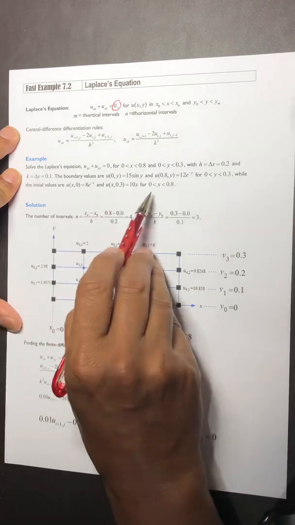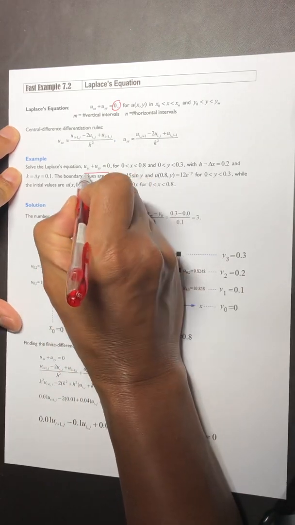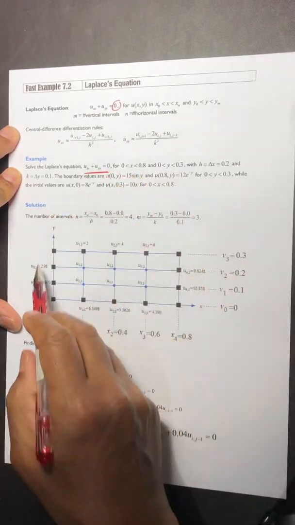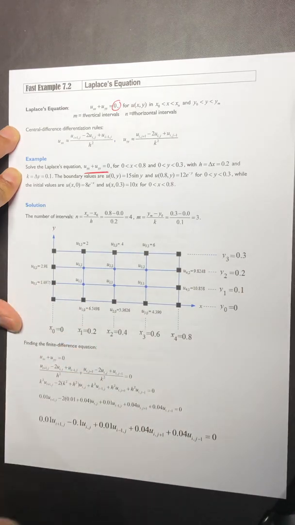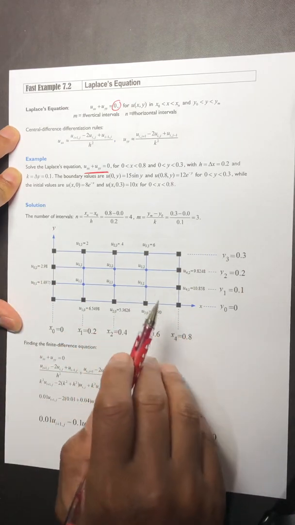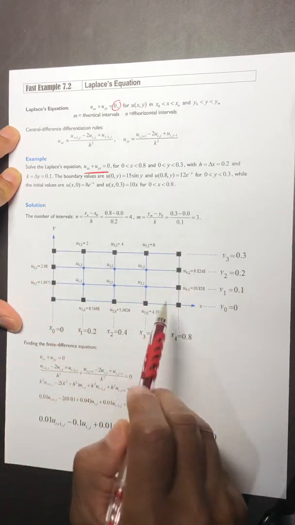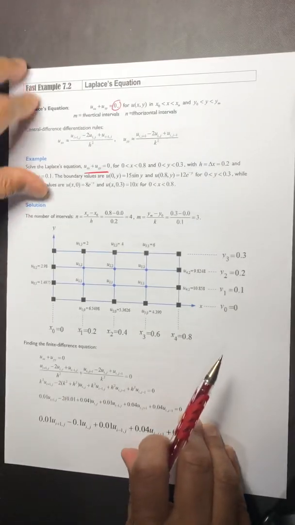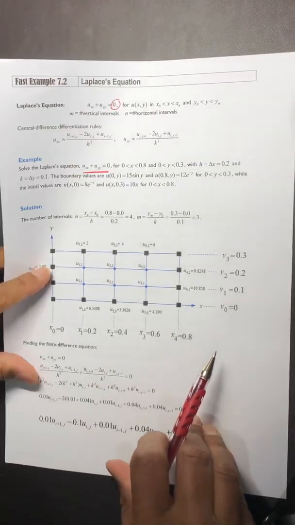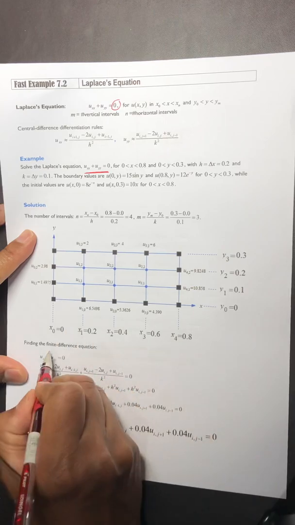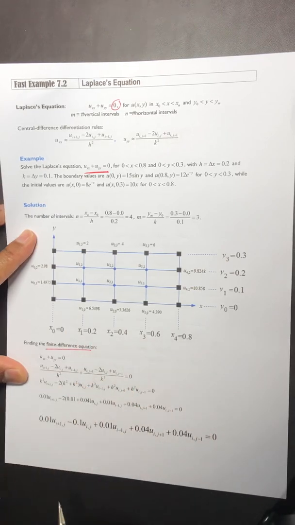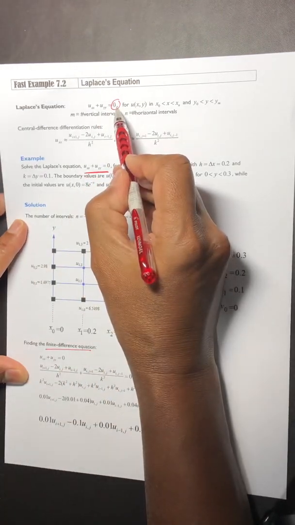So we discussed this problem, this one here. We have the same boundary values. That means, in order to save time, we don't have to discuss in detail how we get this diagram. It comes from the previous example. So this time, the only difference is the finite difference equation. It will be different because of this.